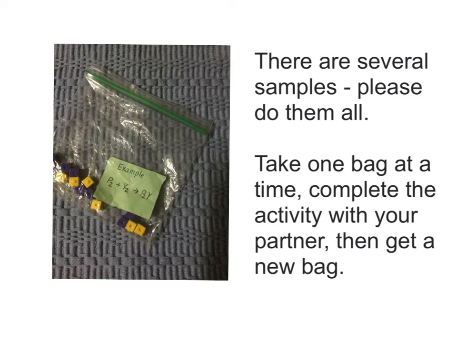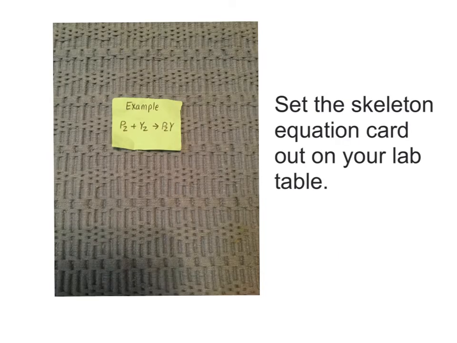When you get your bag, you're going to notice that there is a tag inside of your bag, a card, and that card has the skeleton equation for what you're going to be working with. And that's where we're going to start. Take the skeleton equation card out of the bag and place it on your lab table. You want to use this as your yield sign, and you're going to want to build your reactants to the left and set your products to the right.